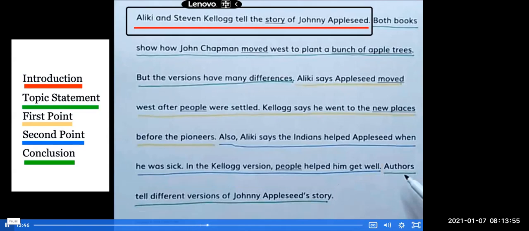Now let's take a look at the introduction or introductory statement. Does it come at the beginning of the paragraph? It sure does. As I read the introductory statement, keep this question in mind. Is the introduction introducing us to the two authors and the name of the text? Ready? Here we go. Aliki and Stephen Kellogg tell the story of Johnny Appleseed. Shout it out to me or tell your learning partner. Did we hear the names of two authors and also the name of the text?